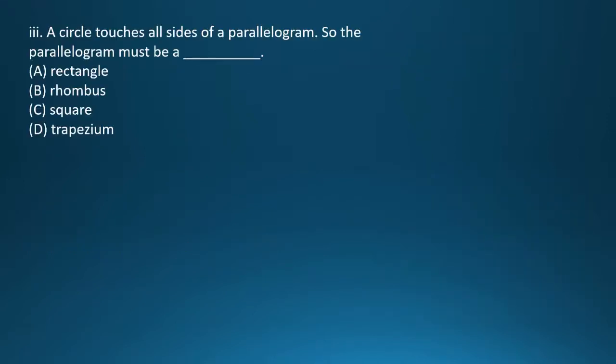Third, it said a circle touches all sides of a parallelogram. So the parallelogram must be dash. Options are, should that parallelogram be a rectangle? Should it be a rhombus? Should it be a square? Or should it be a trapezium?